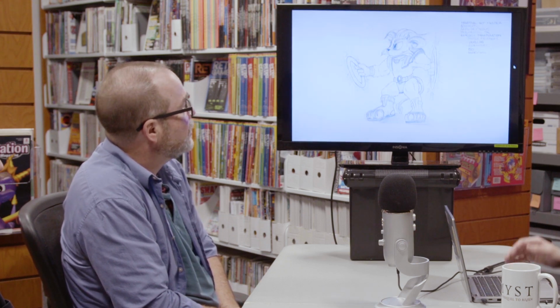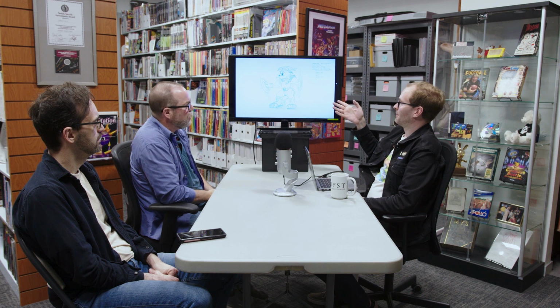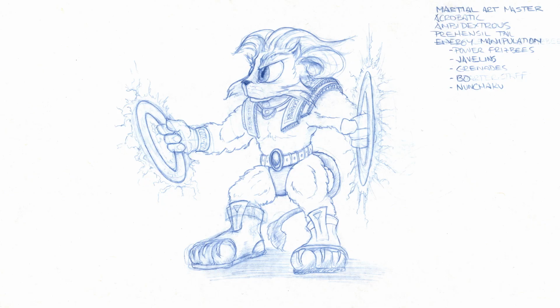Another piece of art, though, that was also not Ratchet and Clank, but we're looking here at a little kind of ratcheting-looking guy. He's like a little lion guy wearing armor, and he's got these colorful rings he's using, almost like the Discs of Tron kind of design. And there's notes here where it says martial art master, acrobatic, ambidextrous, prehensile tail. It's got all the essentials, and energy manipulation. So what was this concept? This was either just as Ratchet and Clank was first being pitched, or right around there. Yeah, I think it was kind of concurrent with it.